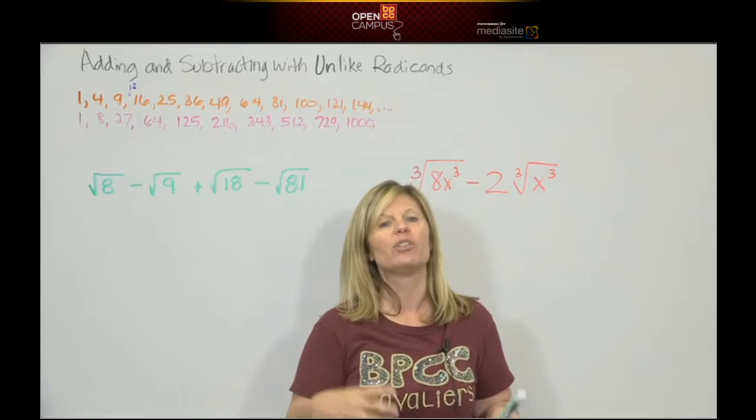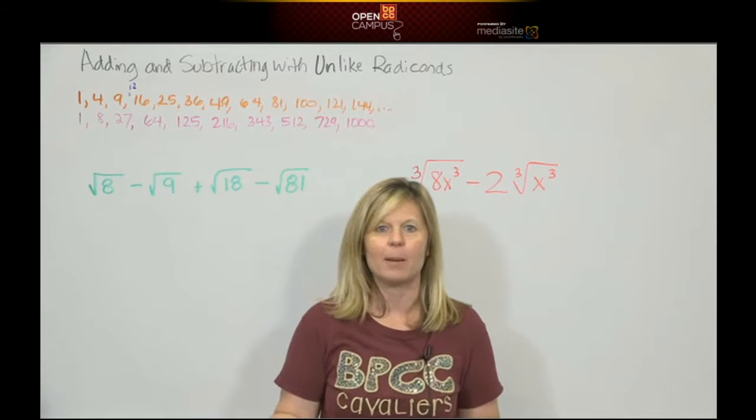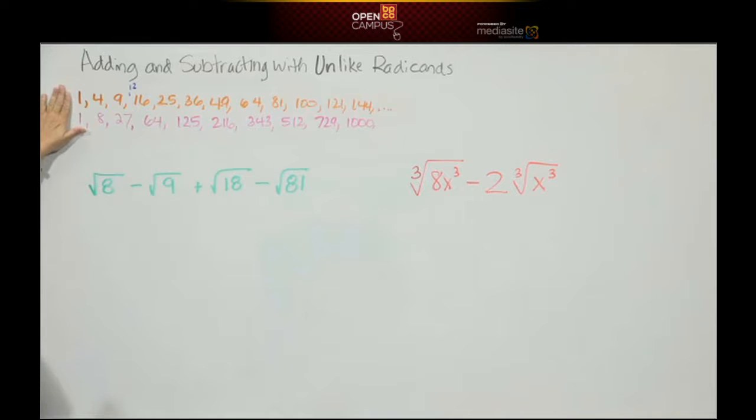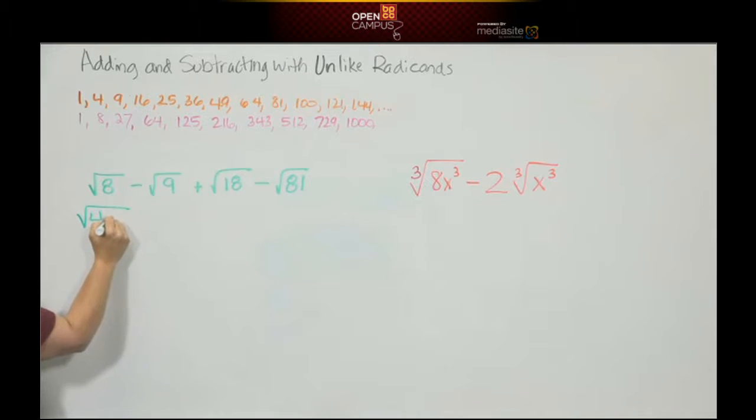So what we have to deal with are the roots. We have to simplify them. Because we're dealing with square roots, I'm going to focus on my perfect square list up here. So I have a square root of 8. Well, if I look at my list, is 8 on that list? No, 8 would be right here, between 4 and 9. What perfect square divides into 8? 4. So we would rewrite this as the square root of 4 times 2.